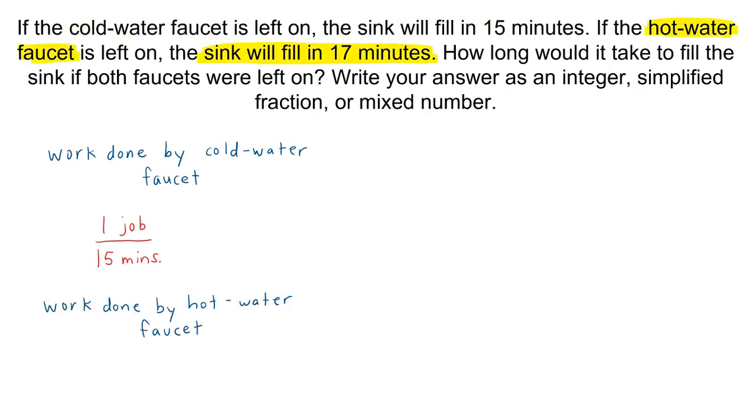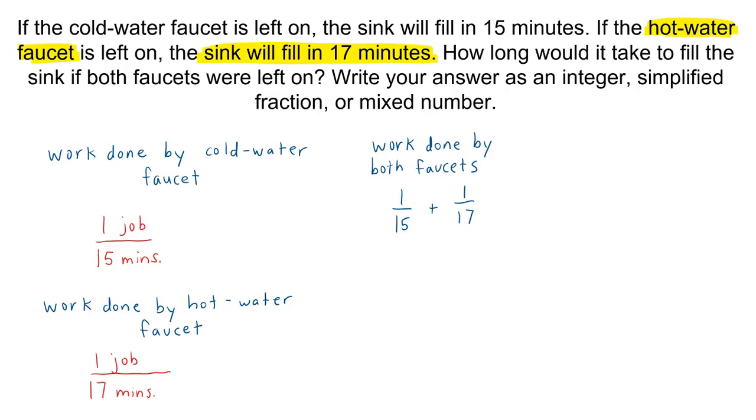We'll define the amount of work done by the hot water faucet the same way. The hot water faucet can fill the sink by itself in 17 minutes. So the work done by the hot water faucet can be expressed by the ratio one job every 17 minutes. But we want to know how long it would take to fill that same sink if we have the hot water faucet running and the cold water faucet running at the same time. Well, if they're both working at the same time, it would make sense that we would add the work done by the cold water faucet to the work done by the hot water faucet.